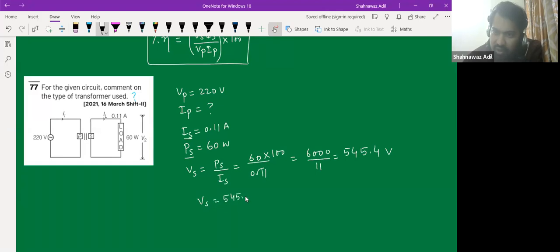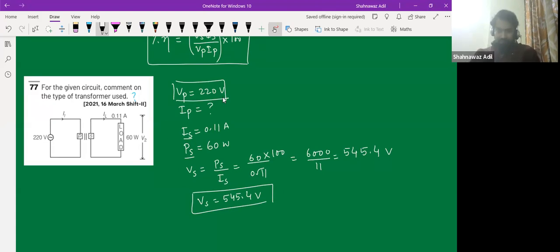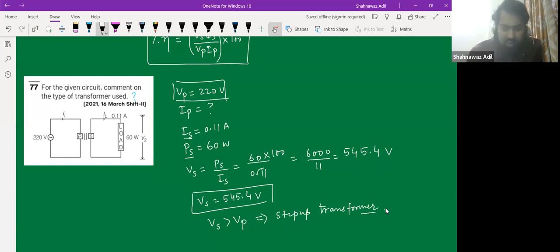What kind of transformer is this? You are getting an output voltage which is greater than the primary voltage. This is step up, right? Quickly note it down. This was a very simple question, right? Quickly note it down.